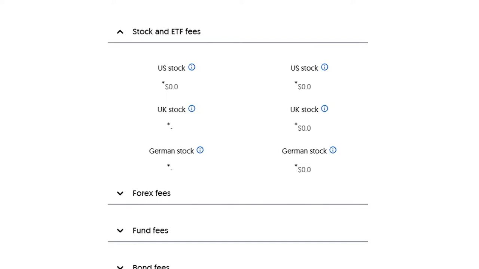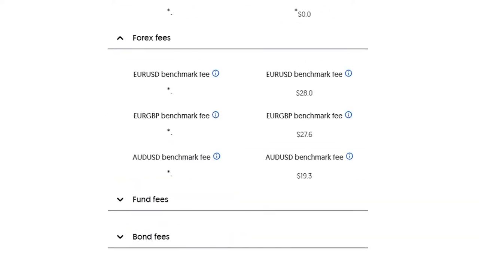So, I mean, for 90% of you guys, this isn't going to make a difference as you are going to be trading in the US. However, for some of you guys, if you are trading in the UK and Germany, Charles Schwab is not an option.